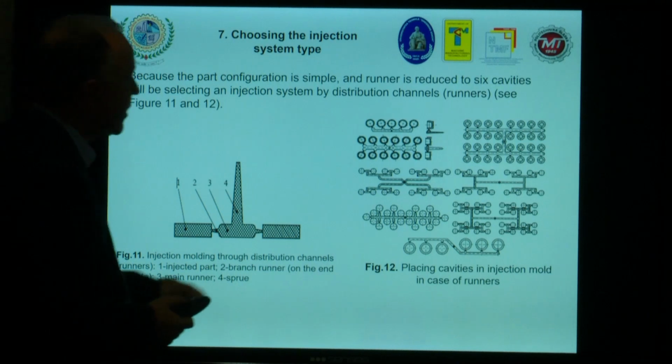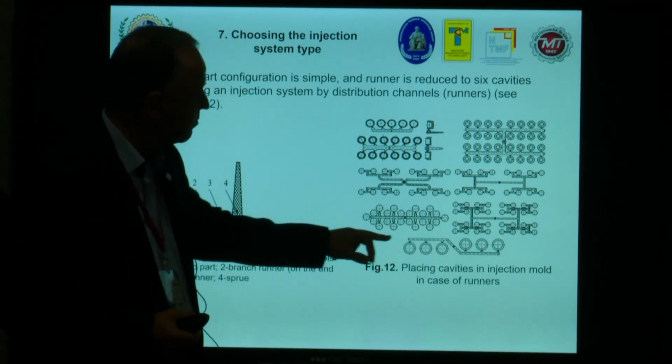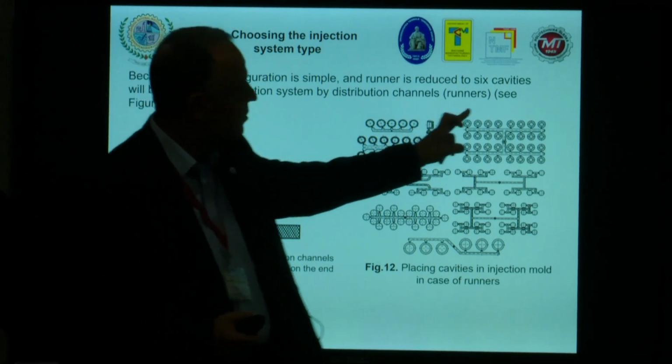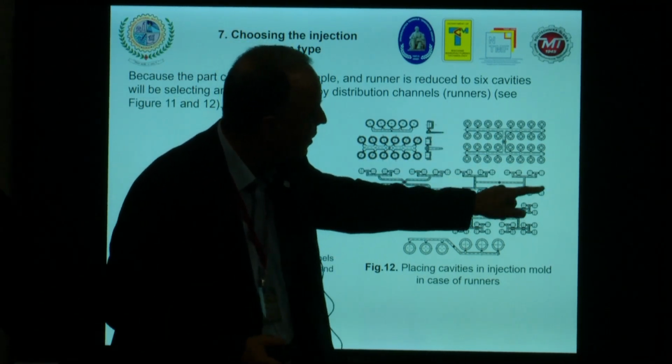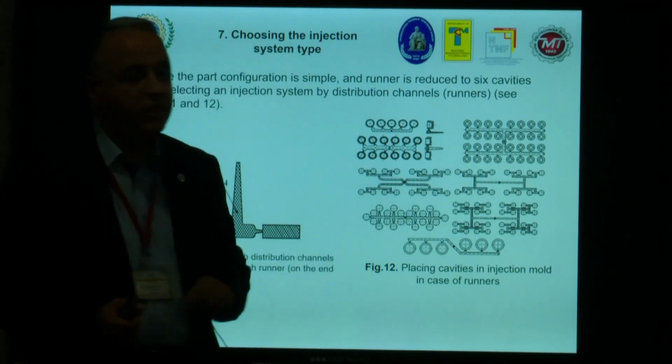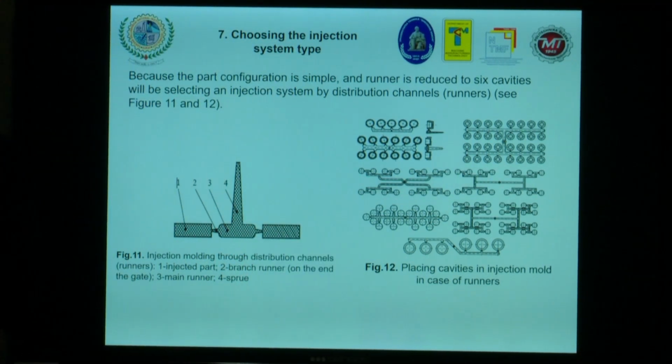You can see that with one injection point we can get, I think, 30 or something like that here. Another runner, you can see over there. But we also have to take into account, when we place the cavities, the dimension of the injection molding machine, and not to lose more material, because the longer the runner is, the more material we can lose during injection molding. So we have to find the optimum from this point of view.